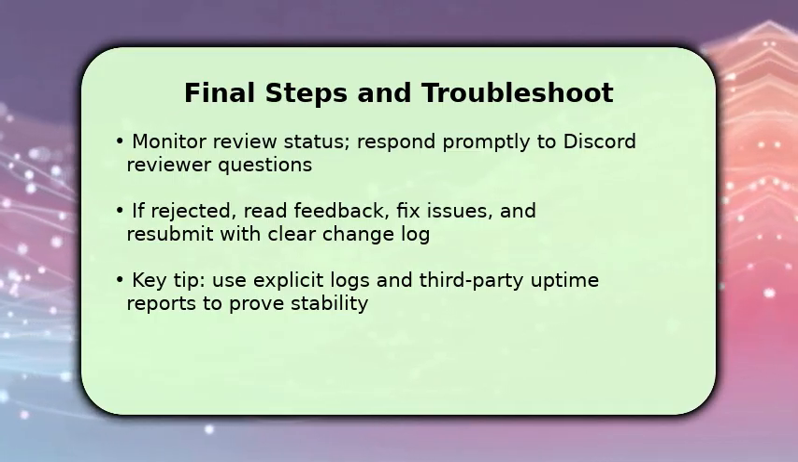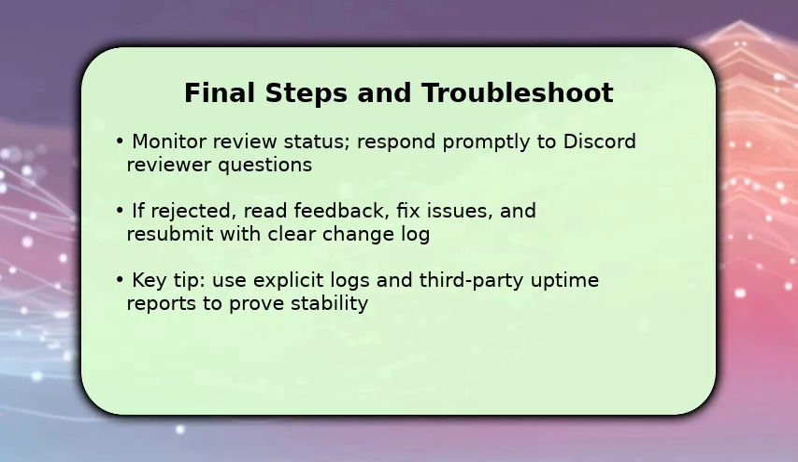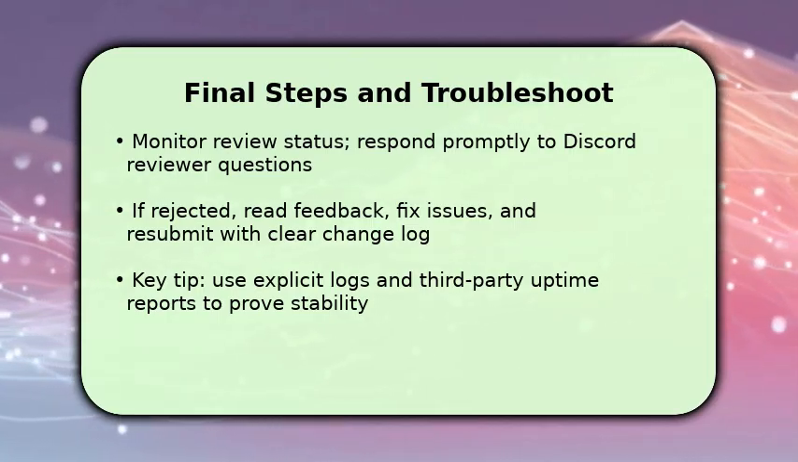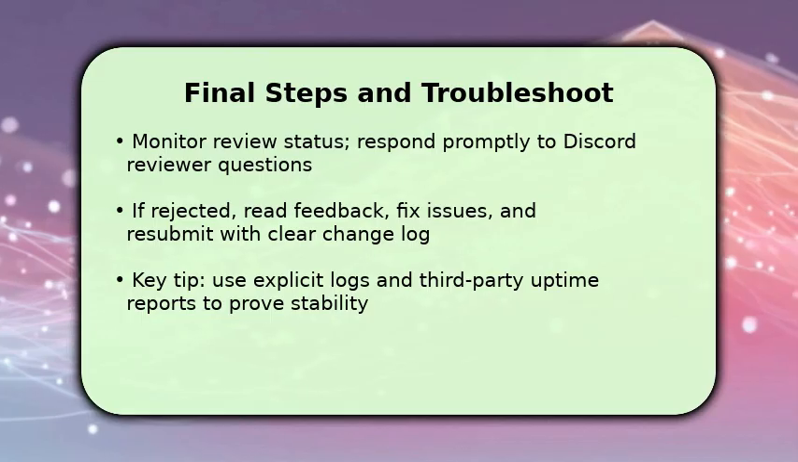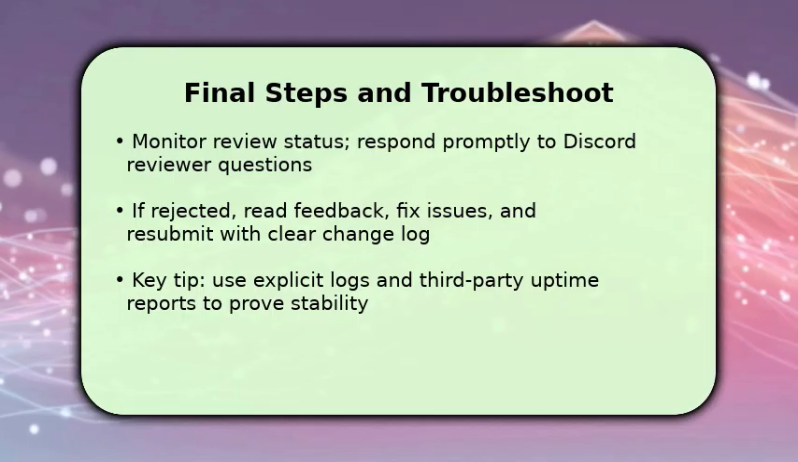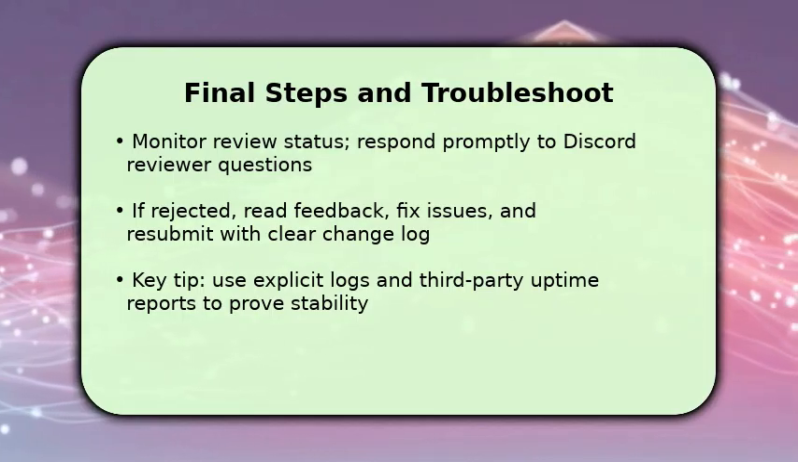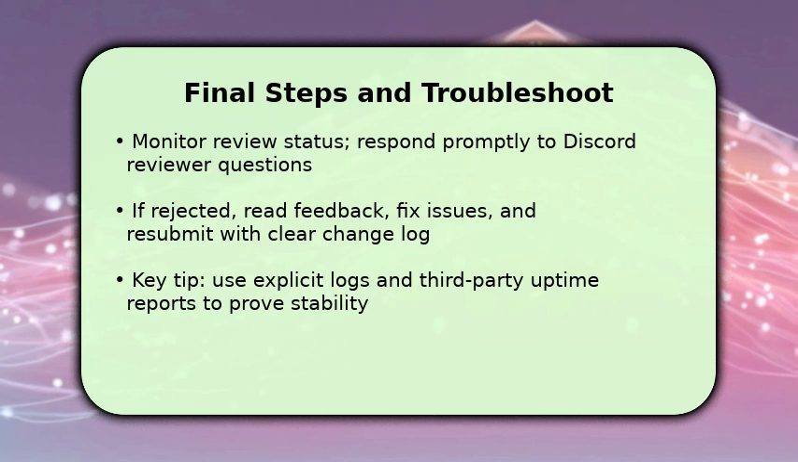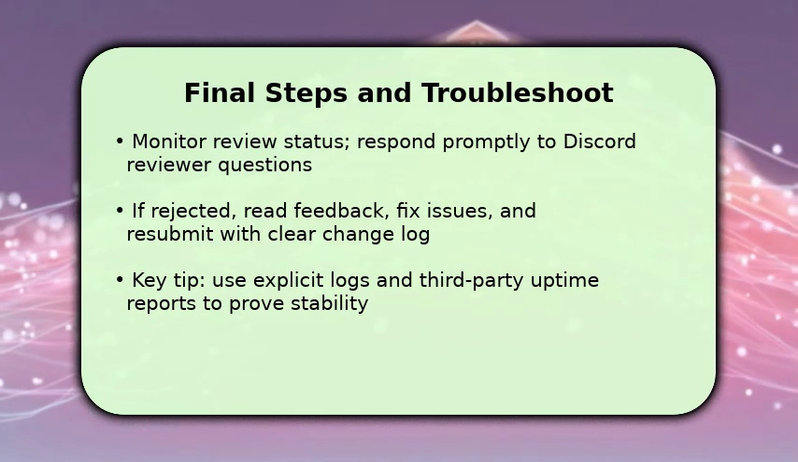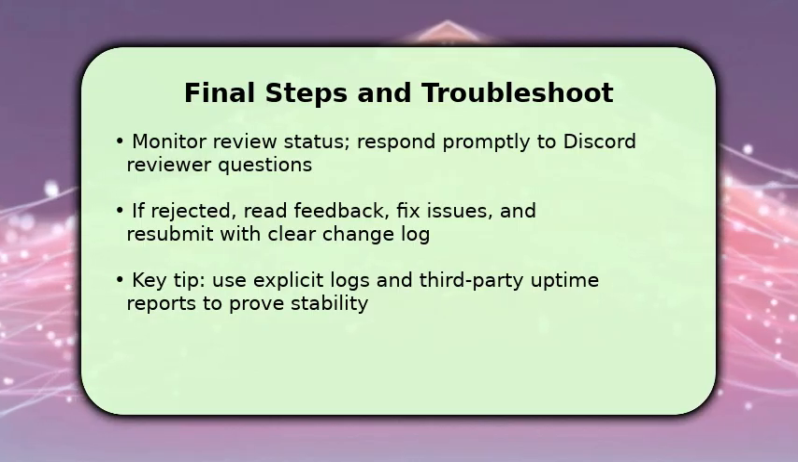If rejected, read the feedback line by line, correct the specific issues, and include a changelog when you resubmit so reviewers see fixes. Make sure to keep detailed logs and third-party uptime or performance reports handy. These solve most disputes. One troubleshooting tip: if verification stalls, provide step-by-step reproduction and annotated screenshots. This clarifies behavior and speeds approval.